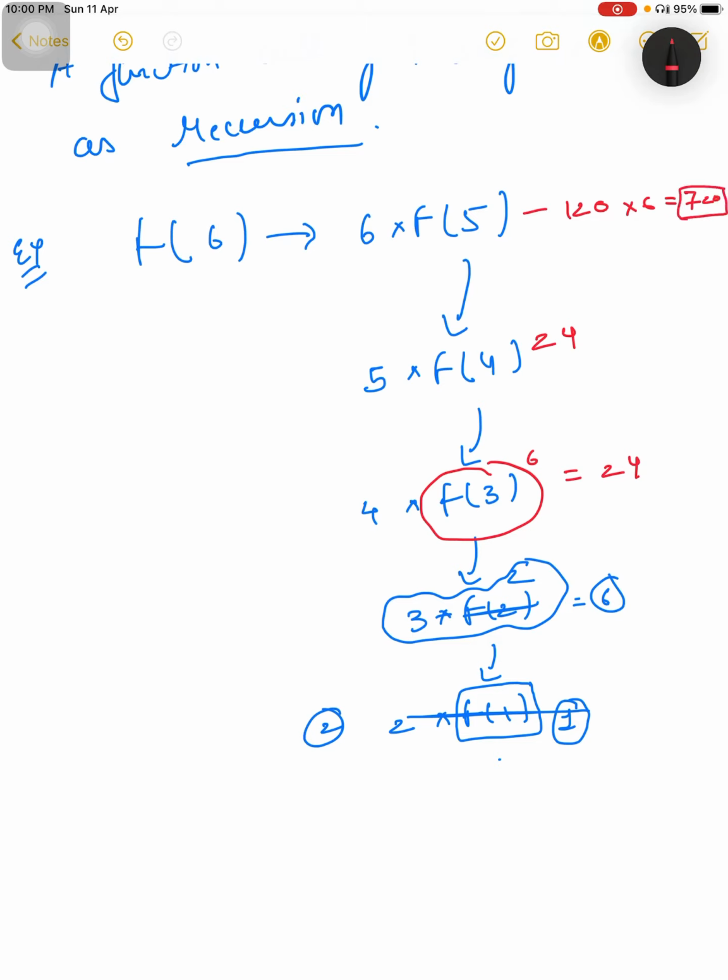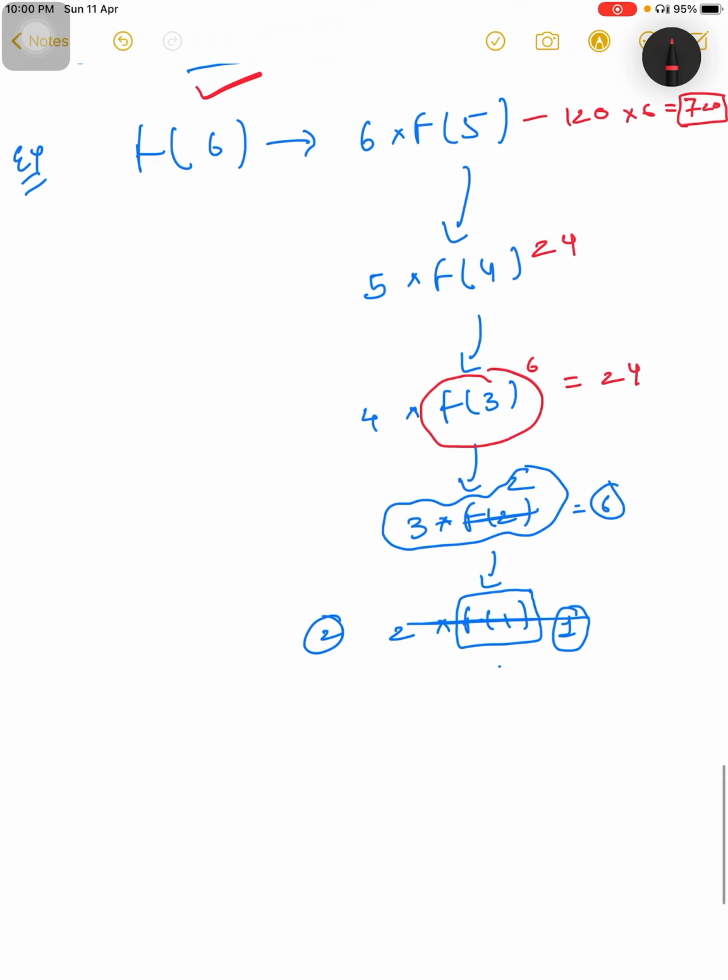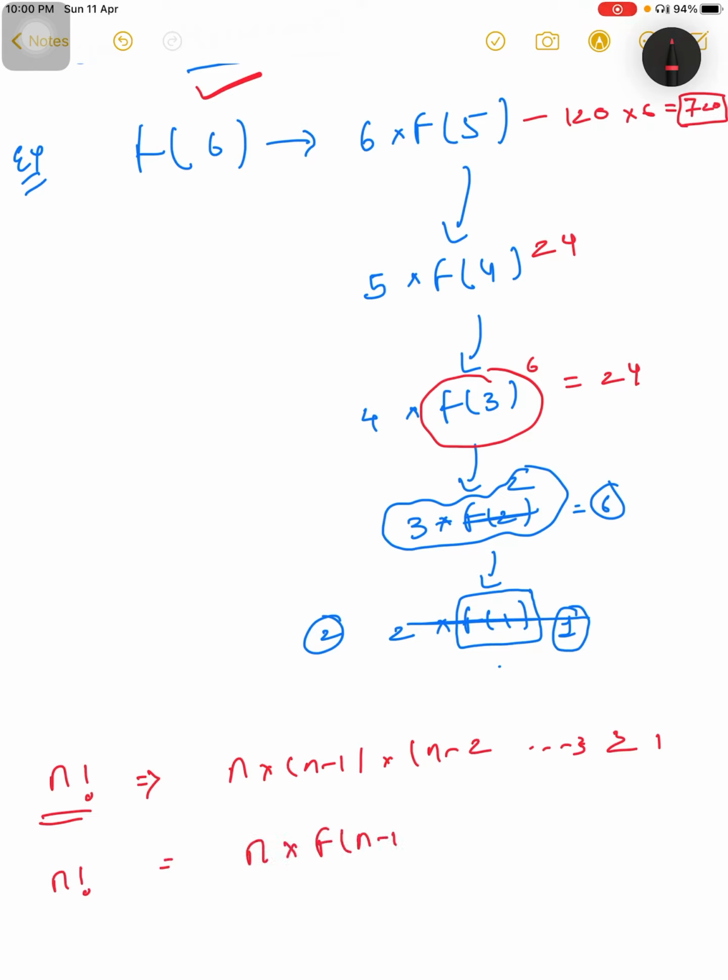So in order to calculate the factorial of 6, what we have done is we have repeatedly calculated the values of previous factorials. As we also know, we can write n factorial as n into n minus 1 into n minus 2, dot dot dot, up till 2 into 1. We also know that n factorial is n into the factorial of n minus 1.